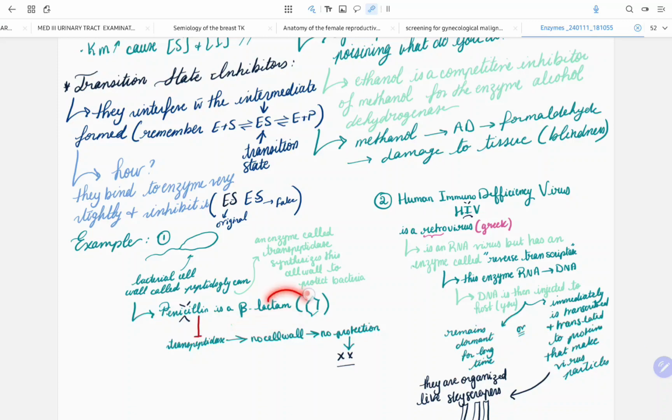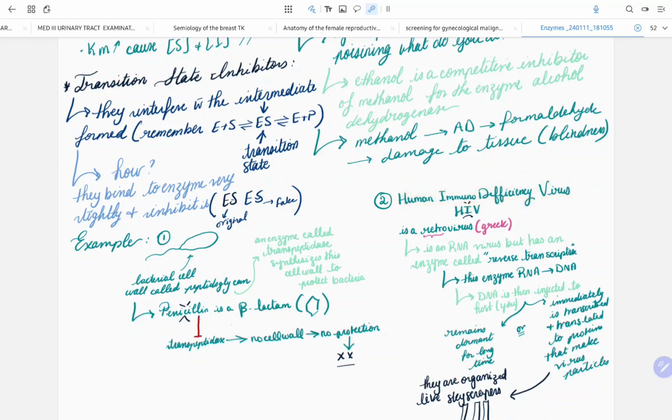A beta-lactam is just a ring that looks like this. It's called a beta-lactam. So what happens is that penicillin goes and it inhibits transpeptidase. And when you inhibit transpeptidase, you don't synthesize cell wall. When you don't synthesize cell wall, you have no protection and the bacteria is dead. And anytime you see in my notes when I have this written, this means it's inhibition.